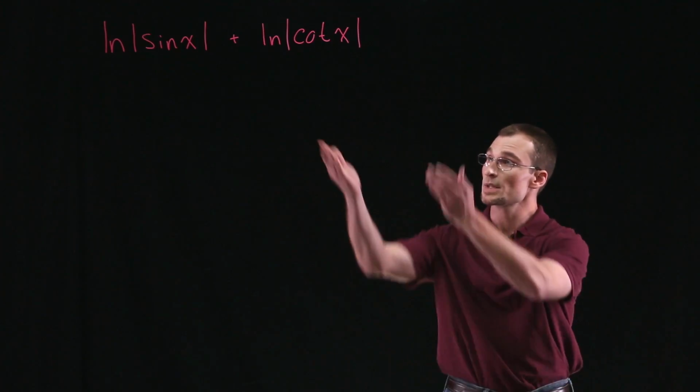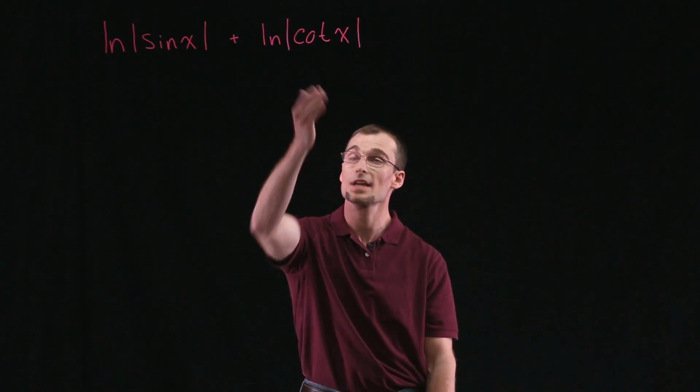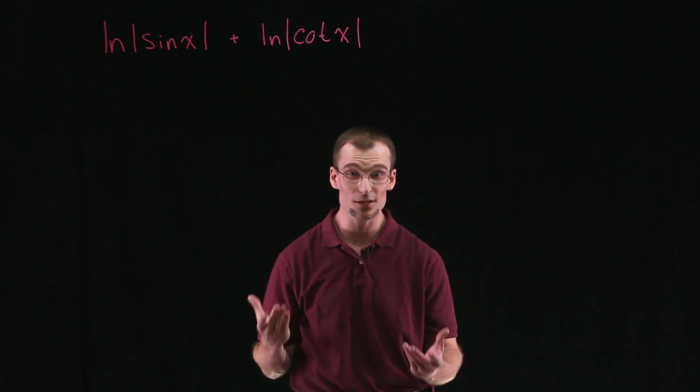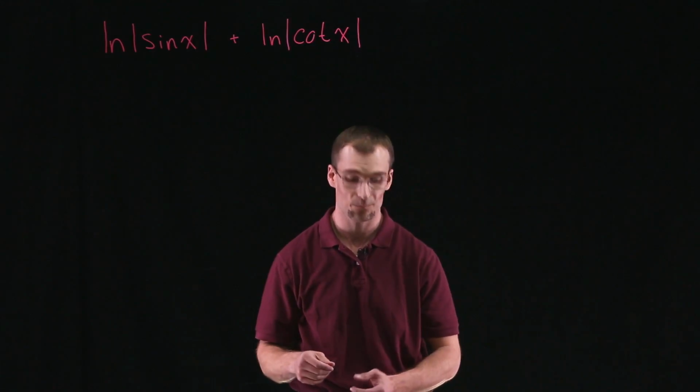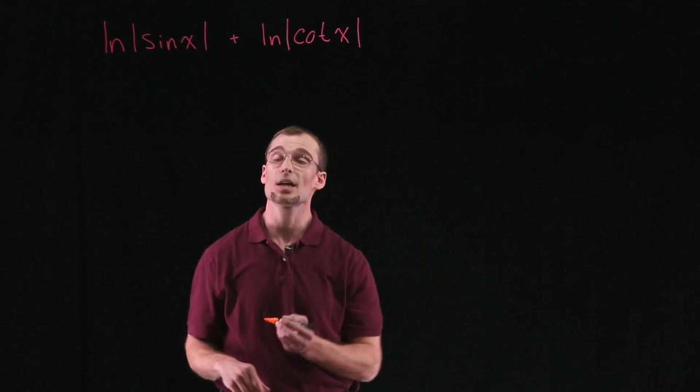In this problem, we're going to be taking the expression natural log of the absolute value of sine of x plus natural log of the absolute value of cotangent of x, writing it as a single logarithm and then trying to simplify that. So to start with, we have the sum of two separate natural logs.